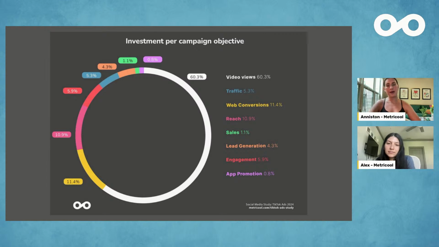And then next we have reach, maximizing those impressions, reaching a larger audience. Traffic afterwards, then lead gen, or I guess engagement and traffic are pretty close, but engagement leads over traffic. And then last would be app promotions. Interesting, because from our Facebook ads study, app promotion saw the highest average investment, so it differs per platform.